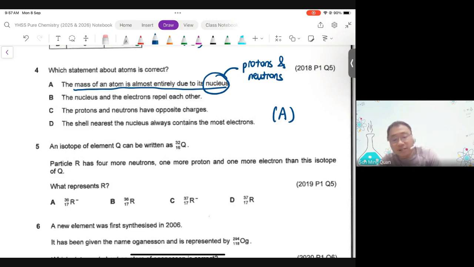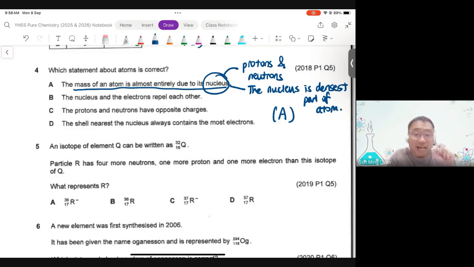Now, another way to phrase this, the nucleus is the densest part of the atom. Okay, so the densest part of the atom is the nucleus. Now how is density related to mass? So you learned in Sec 1, the formula for density is density equals to mass over volume. Since the mass is concentrated mostly in the nucleus, it is also correct to say that the density of an atom is actually mostly in the nucleus. The nucleus is the densest part of the atom.